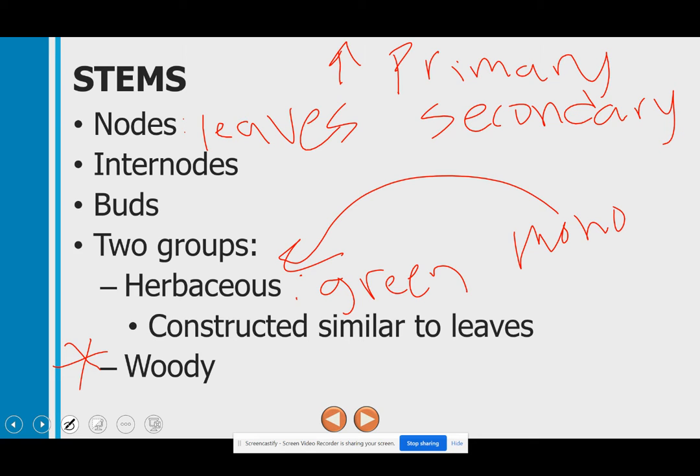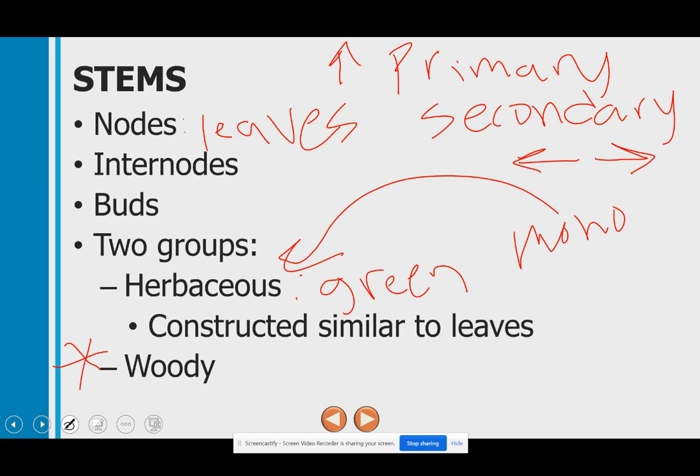And then at some point, if you're a dicot, you move past that primary growth. You enter into the stage where you develop into a woody stem, and you're going to have what's called secondary growth. And then secondary growth is going to be an increase in diameter. They're going to grow outward.